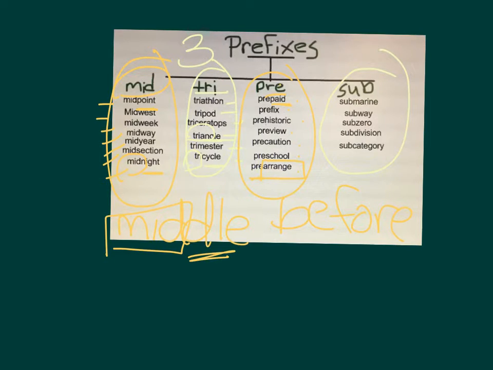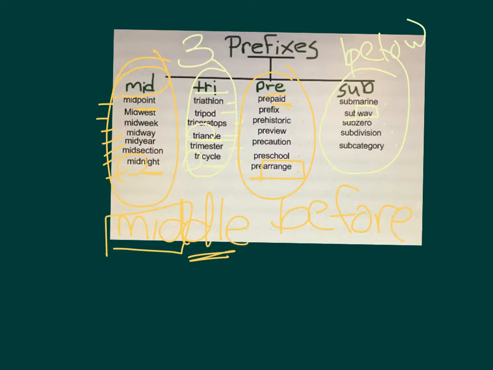Our last category is sub. The prefix sub means below. I kind of think of like a submarine. All right? So here's the word submarine, subway, sub-zero, subdivision, and subcategory. I'm going to look at subway. Here's the word way, and when I put sub before it, it means below. So it's a way that's below. So when I think of a subway, it's a train that's below the ground. It's a way to travel below.